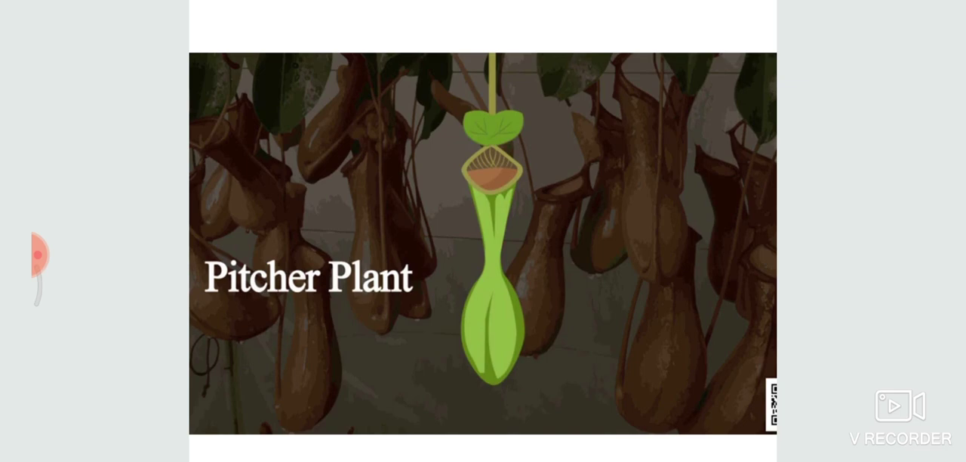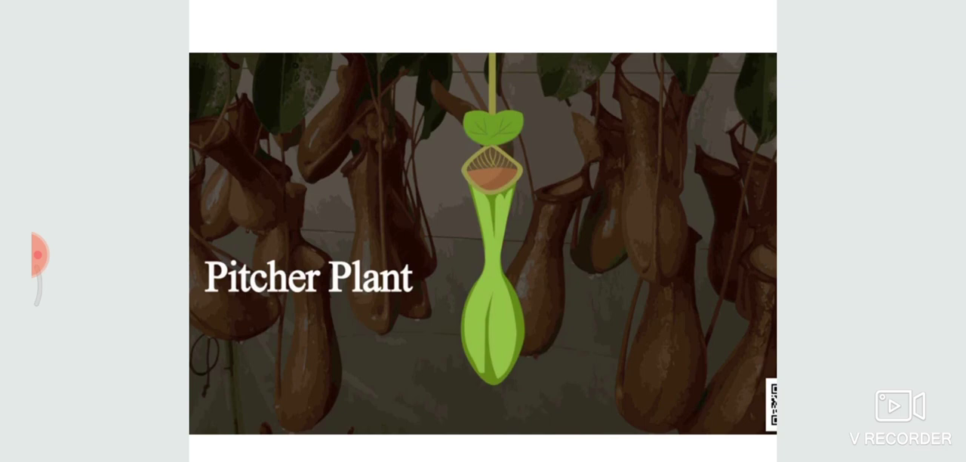In our last video, we discussed insectivorous plants. Children, now let's talk about a few examples of insectivorous plants. The first example is the pitcher plant. As you can see in the picture, its leaves are shaped like a pitcher, a jug-like structure, like an earthen pot, and hence the plant is named the pitcher plant.